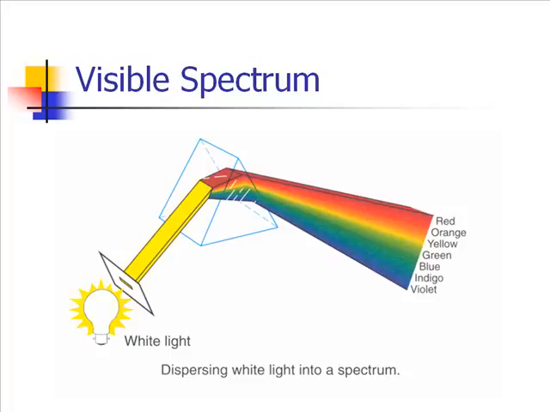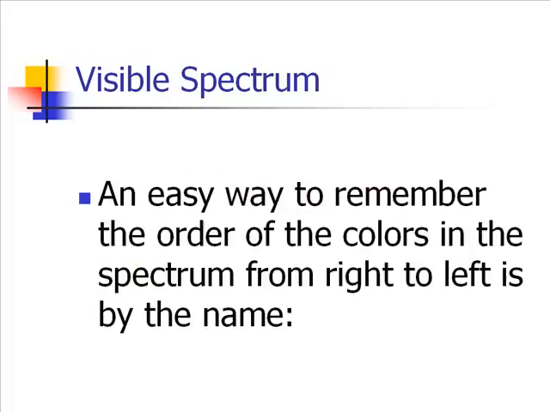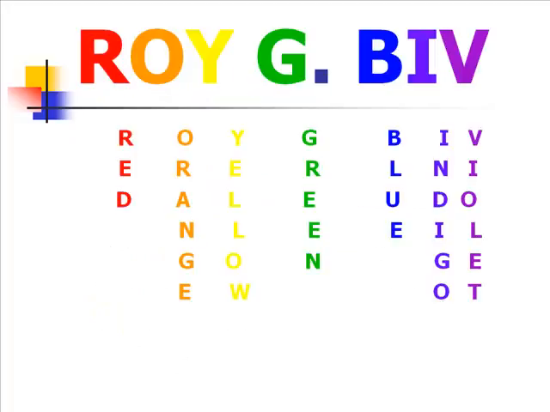We can add the different colors of light together to get white light. Roy G. Biv is red, orange, yellow, green, blue, indigo, and violet. And that's the order that the colors go in the spectrum.